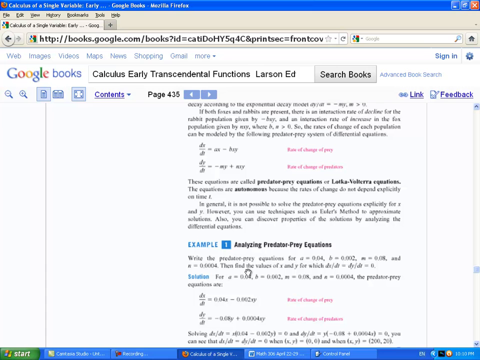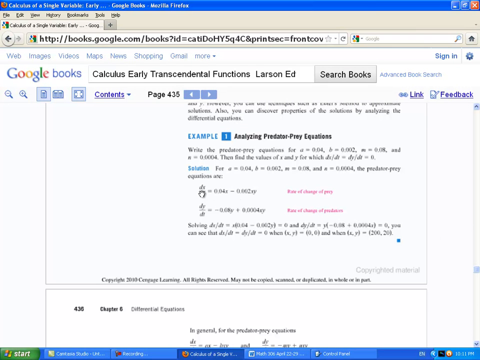Now he says here that you want to find the values of x and y for which dx/dt and dy/dt are 0. Now why would you want to do that? dx/dt = 0 means the rabbit population is not changing. dy/dt = 0 means the fox population is not changing. So if we can find values of x and y such that the rabbit population doesn't change and the fox population doesn't change, that set of values is at equilibrium for the system. We can have that many rabbits and that many foxes, and the numbers won't change over time. It's equilibrium. So let's see how that works.